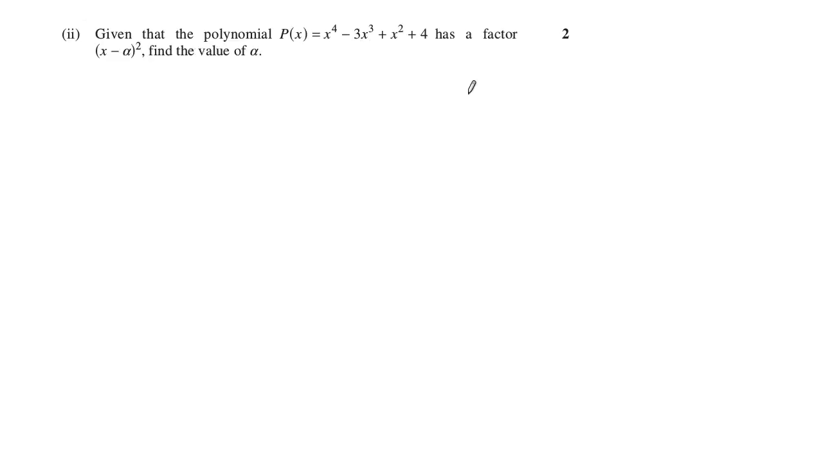So let's think about what we actually proved in part 1, because that's going to be important for this one. We said that p of alpha equals p prime of alpha equals 0 when we've got a factor of x minus alpha squared. So another way of saying that is that alpha is a root both of the original polynomial and its derivative. So if we can differentiate this and work out the roots of p prime of x, and then see which one is also a root of the original function, then we'll have found our alpha. So let's differentiate this.